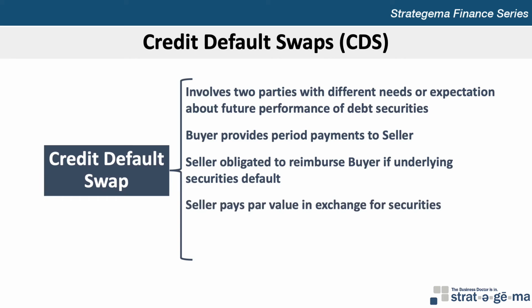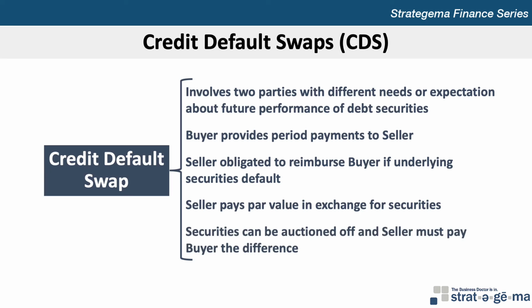In this case, the seller pays the par value of the securities in exchange for the securities. Alternatively, the securities may be auctioned off by the buyer, in which case the seller must pay the buyer of the CDS the difference between the par value of the securities and the price at which those securities were sold.